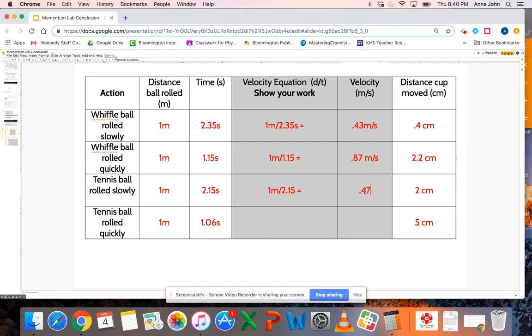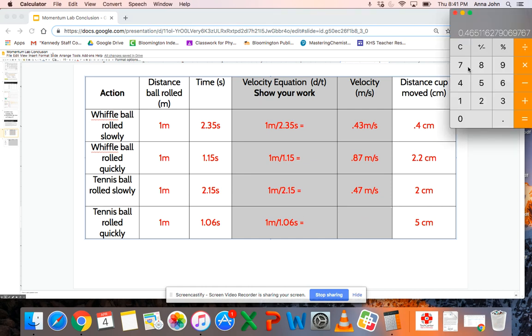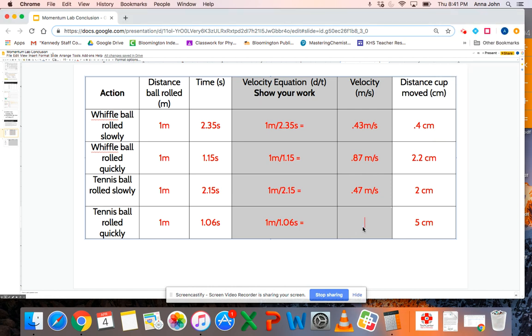So notice, you guys, that with my slow trials, my first and my third trial, my velocity is just about the same. It's about 0.4, kind of averaged at like 0.45. So that's good. That means I did some good measurements there. See if we got that close with our fast. Divided by 0.94. Yeah, pretty close. Okay.